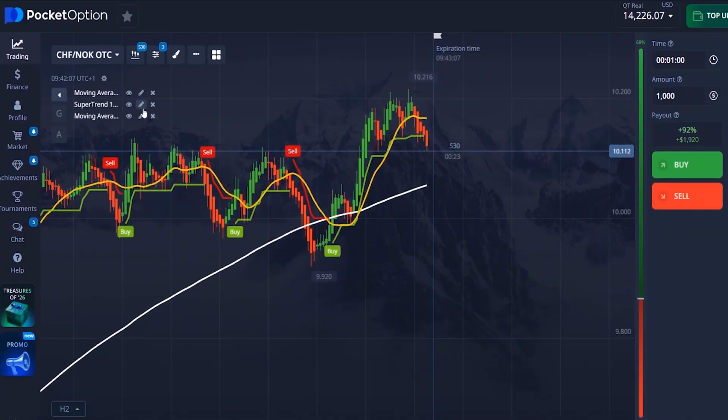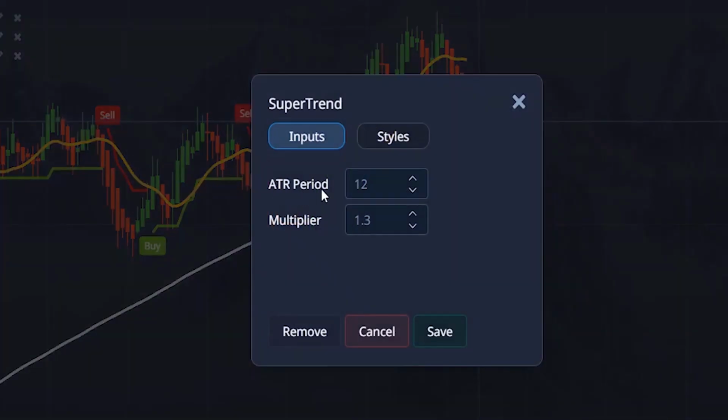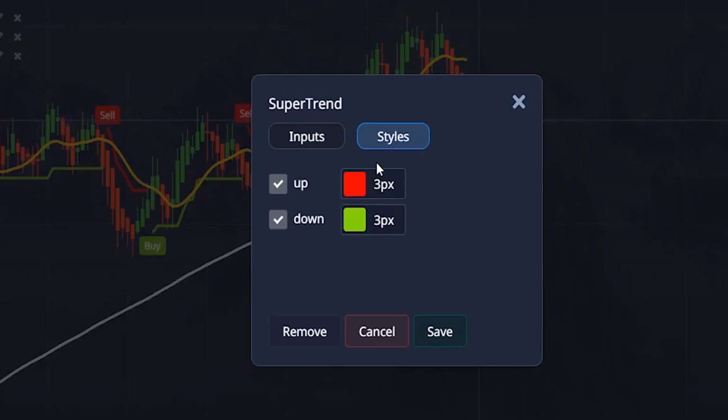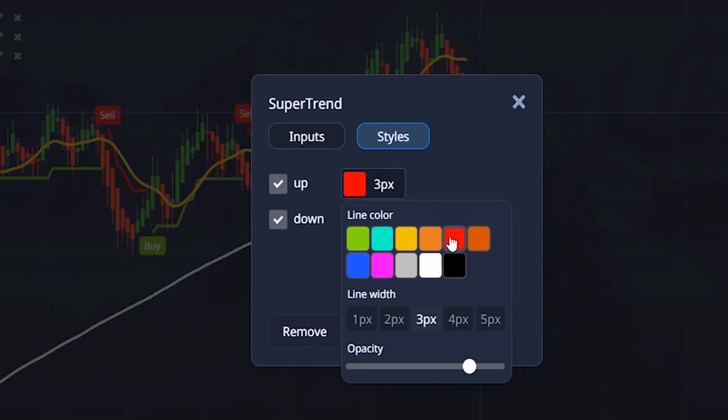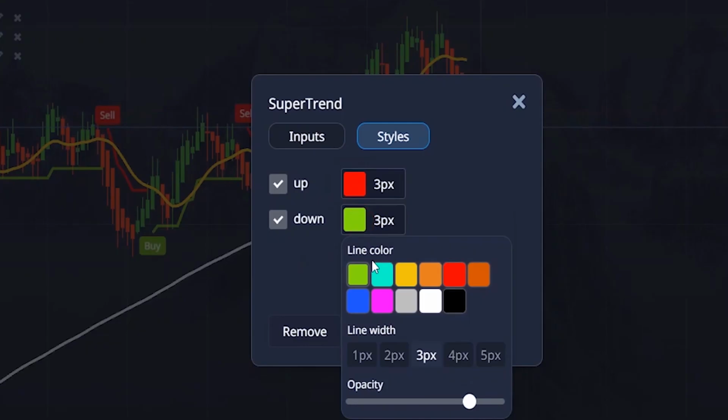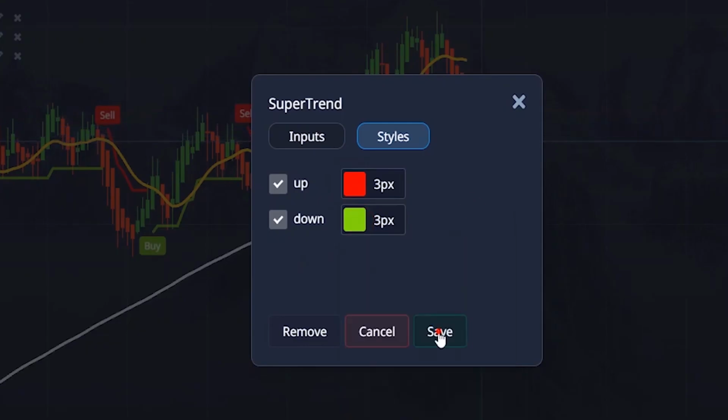The Supertrend Indicator comes with the settings of the ATR period of 12, the multiplier as 1.3. Right here on the style level at the up section, I'm going to be using a red color. I'll set it on 3 pixels. While the down section, I'm going to be using a green color. I'll set it on 3 pixels as well. So when I'm done, I'll click on save.